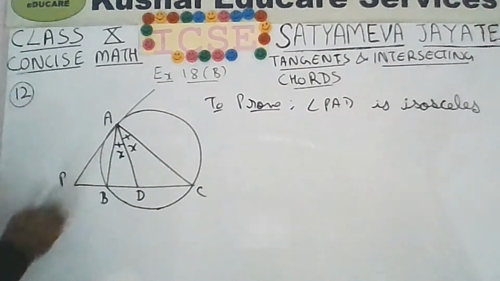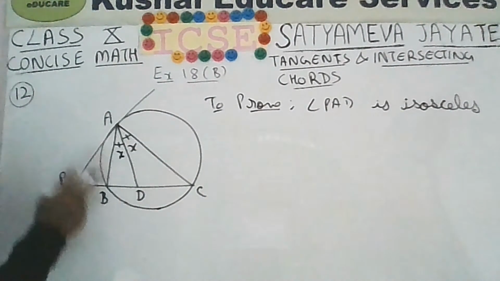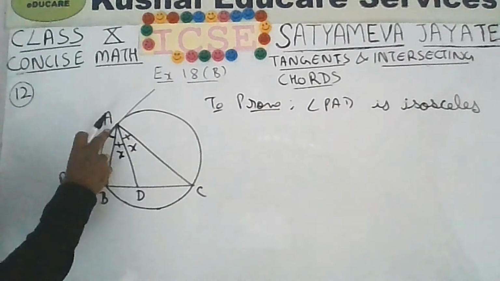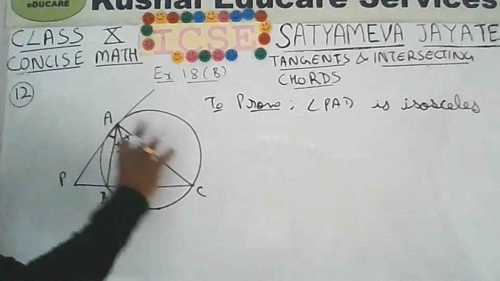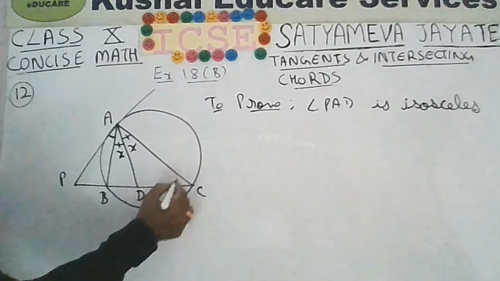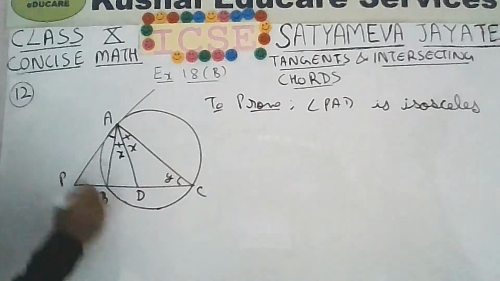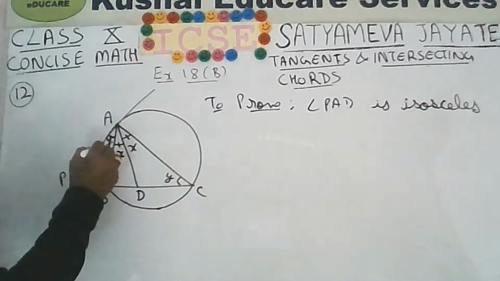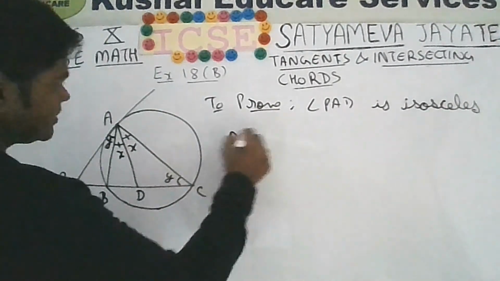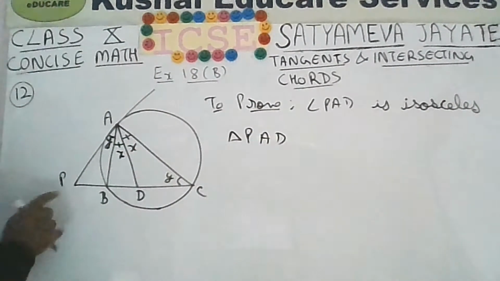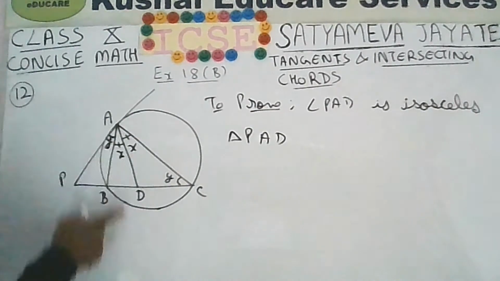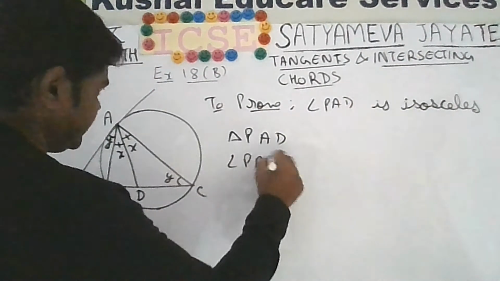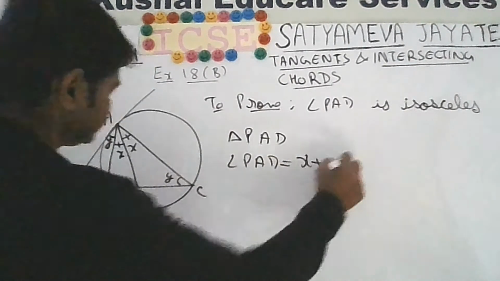Now PA is the tangent, and AB is the chord. So this angle PAB will be equal to the angle in the alternate segment. AB is subtending angle ACB here. Let us call it y, why not? So this angle will also be y. That means if you look at triangle PAD, angle PAD will be equal to x plus y.